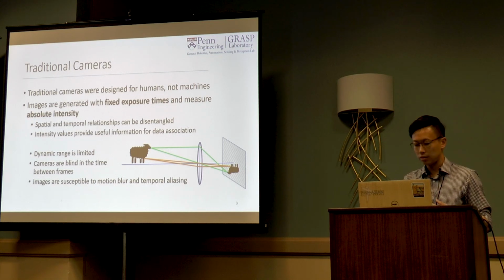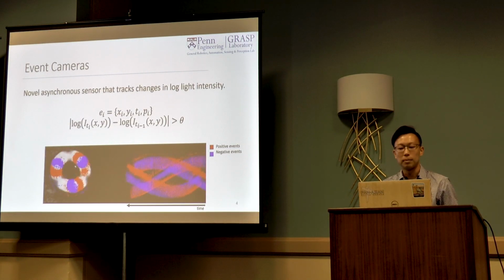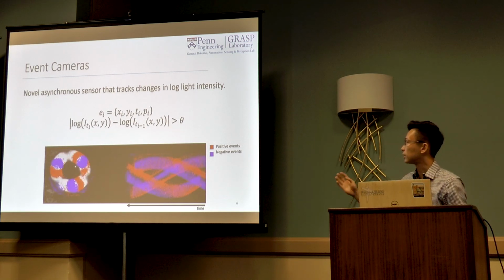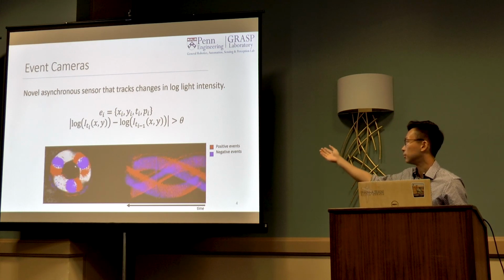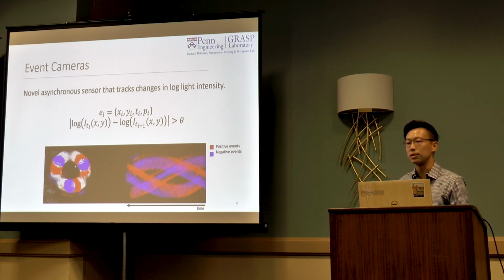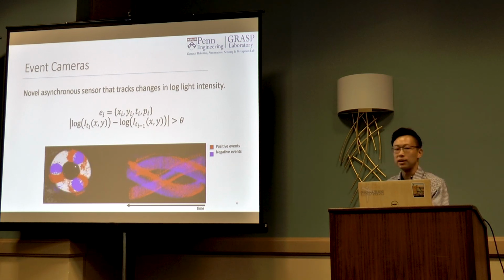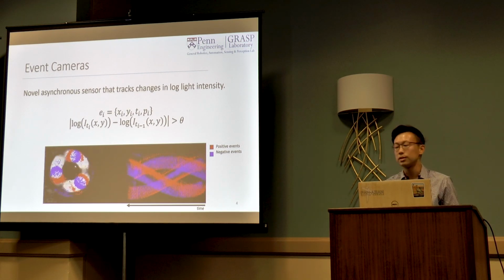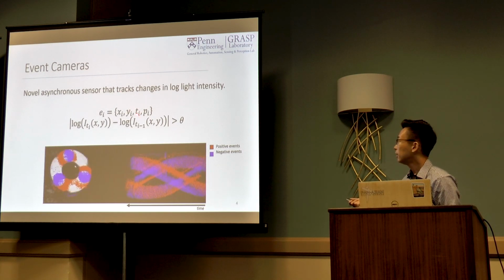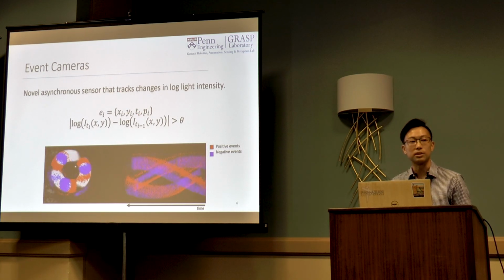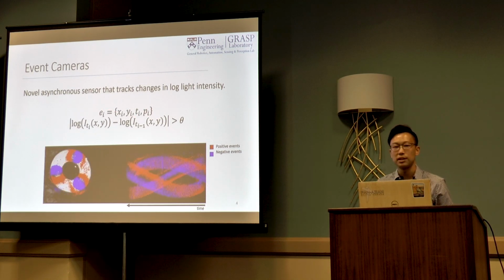As a high-level overview of how the camera works, you can model the intensity at each pixel as a continuous value. Whenever the log intensity changes over a given threshold, which is theta here, the camera will tell you that an event has occurred. This event encodes the XY position of the change, a timestamp, typically accurate down to microsecond levels, and a polarity, which is whether the intensity got brighter or darker. It's a binary value.